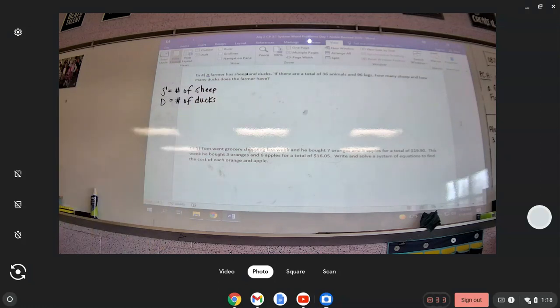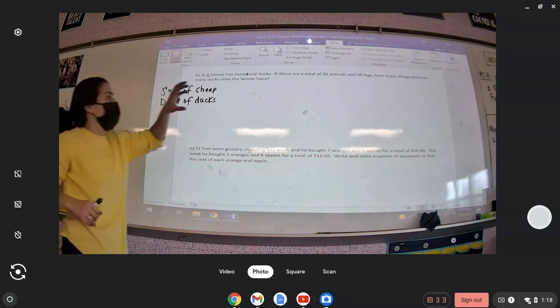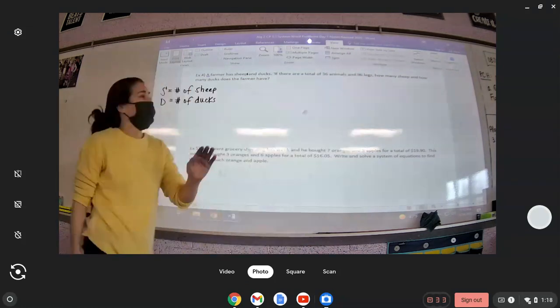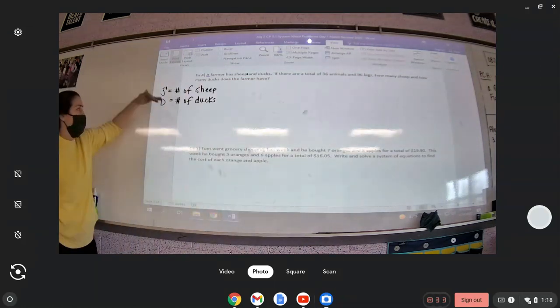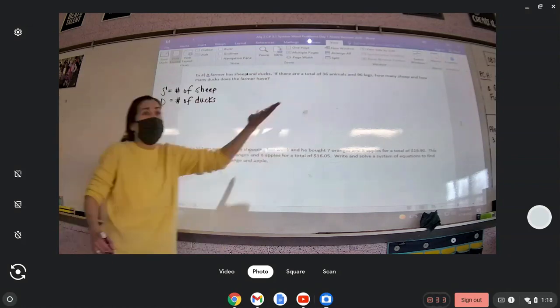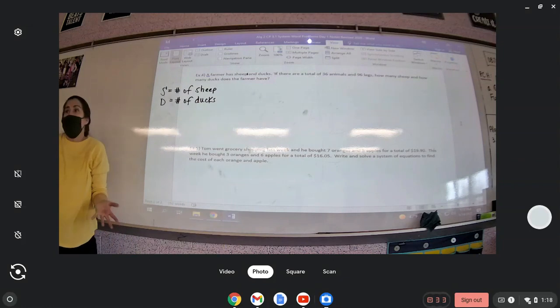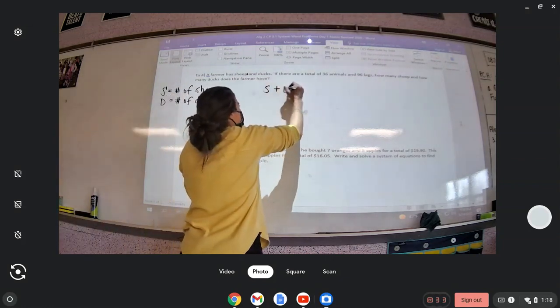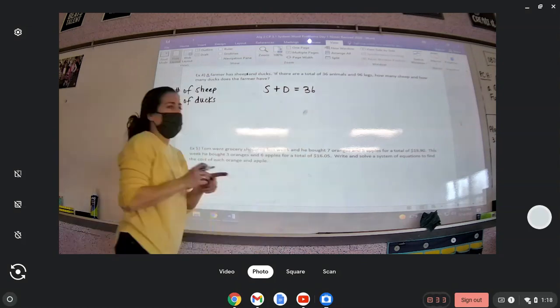Right? We had a farmer. He's got sheep and he's got ducks. He's got 36 total animals and 96 total legs. How many sheep and how many ducks? So S represents the number of sheep, D represents the number of ducks. So if he's got 36 animals, what do S and D have to add up to? 36. So we got sheep plus ducks equal to 36 animals.